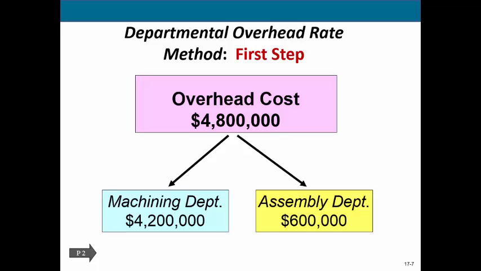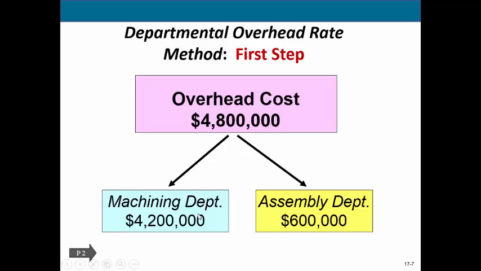So anytime we begin dividing our overhead into various departments, or once we get into activity-based costing, rather than just dividing into various departments, we'll divide into various activities. So when we divide up these costs, we can really look at what goes on in the machining department or what goes on in the assembly department and identify what we think the best driver is for each department.